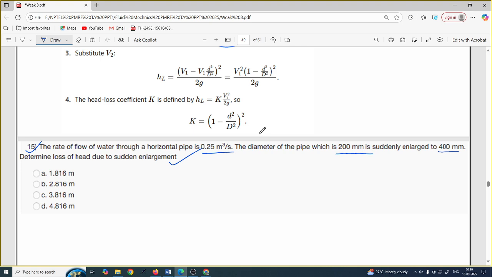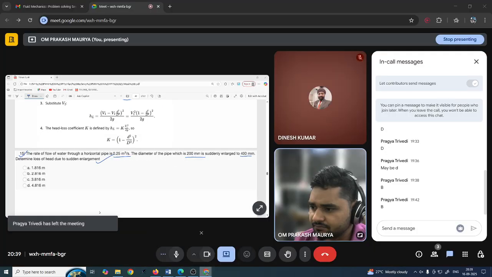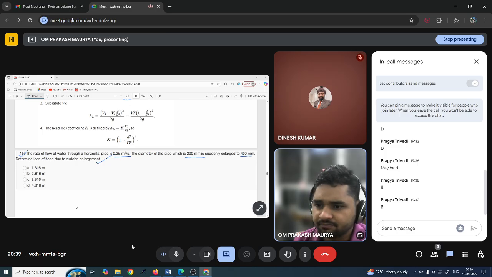So again you need to calculate the area at point 1 and point 2, the smallest diameter and then the enlarged diameter, and then you need to calculate the head loss. First you try to calculate, then I'll show you. So please just try to calculate.